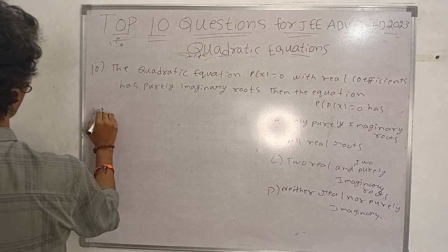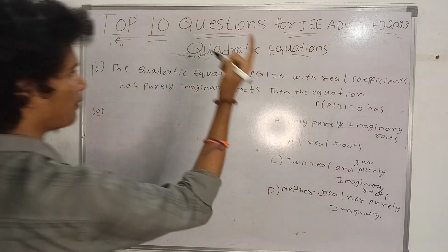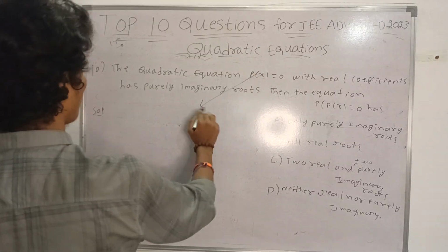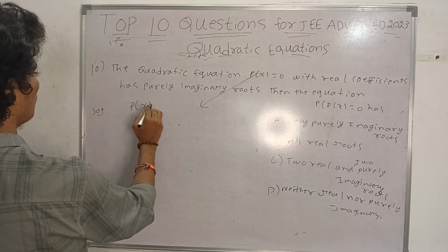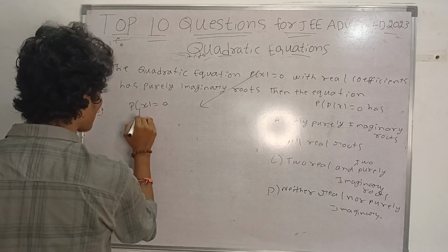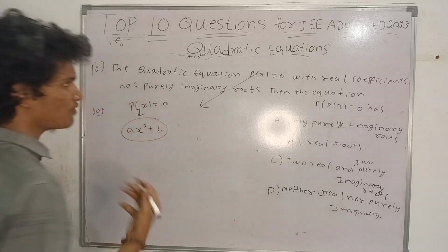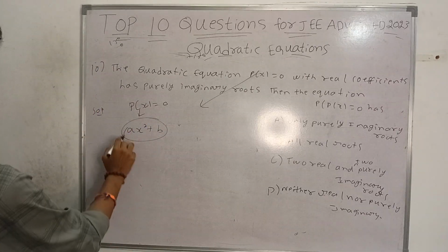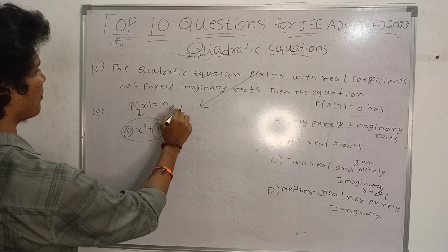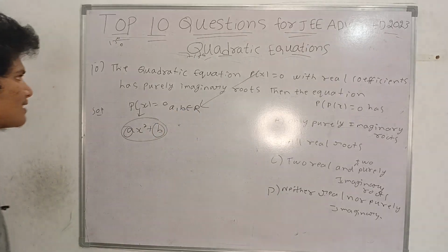Now read the question carefully, guys. The quadratic equation with P of x equal to 0. They are saying that P of x is a quadratic polynomial. The first thing is clear. So we can assume directly ax square plus b is that quadratic polynomial. Suppose I assume with real coefficients, here a and b are real. A comma b belongs to R.